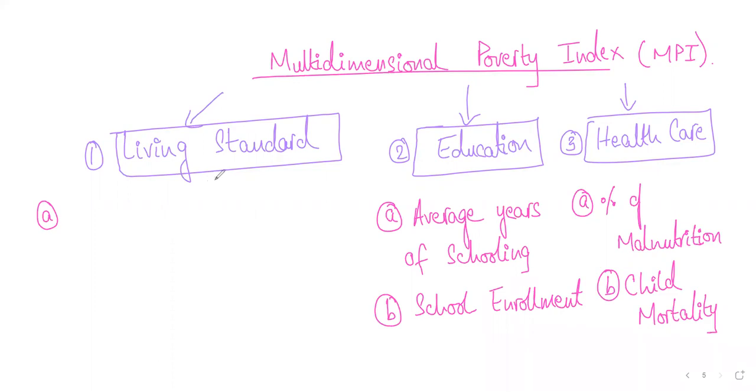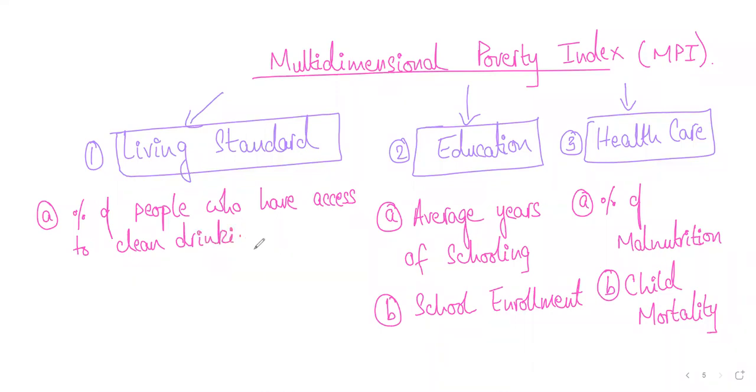Okay, now moving on to living standards. On living standards, we look at three things. First, the percentage of people having access to clean drinking water. Obviously that's a very, very basic thing to have. The higher the percentage with access to clean drinking water, the better, obviously.